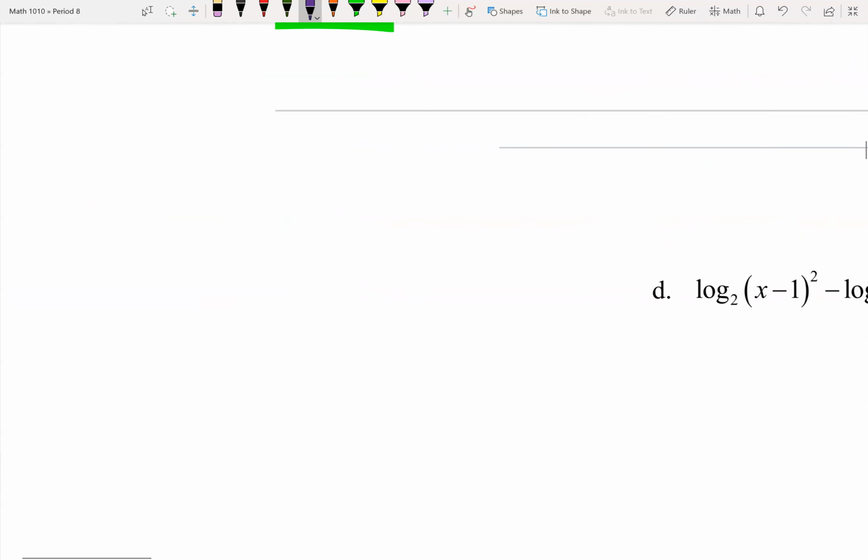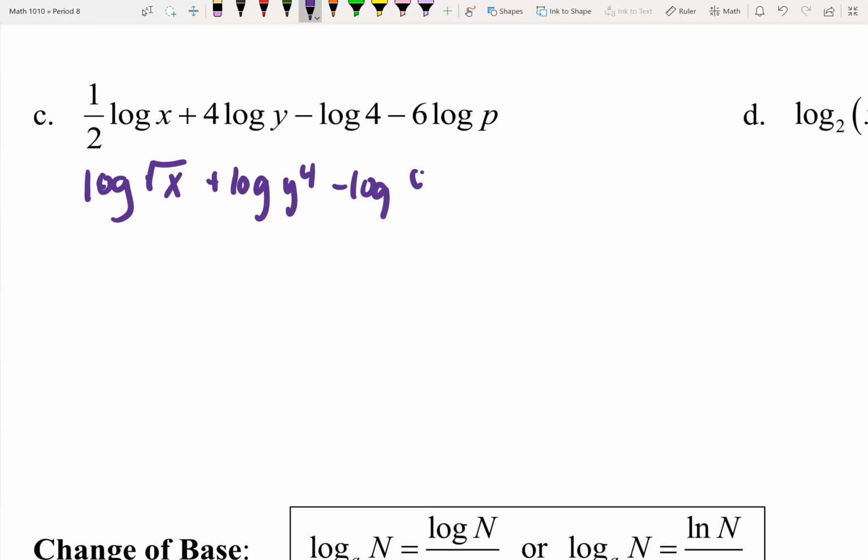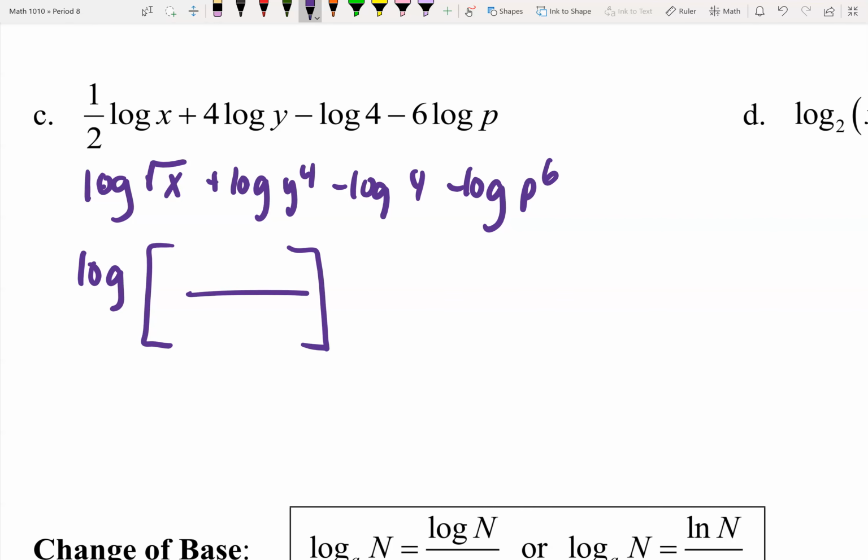Okay? All right. Question C. Pull your exponents up. So this is the log of x to the 1/2. What's x to the 1/2? Square root of x. Plus the log of y to the 4th minus the log of 4 minus the log of p to the 6th. One log, and I know I'm going to have a fraction, and I know it's going to be complicated, so I'm going to do brackets.